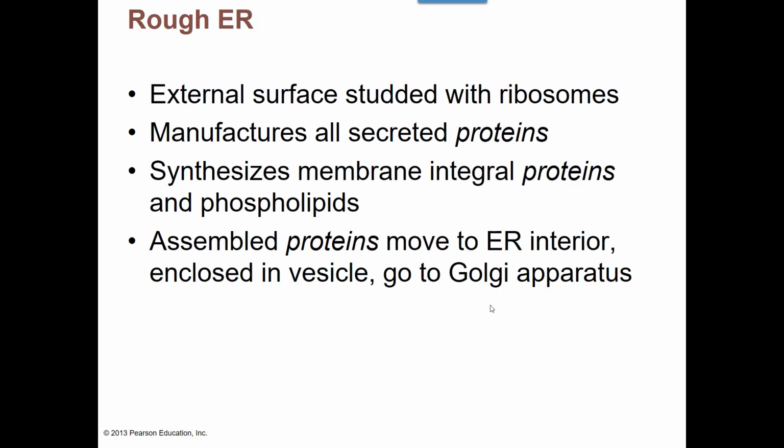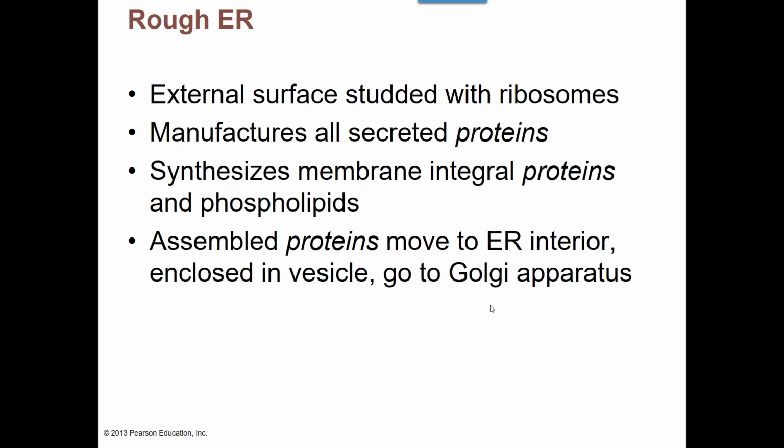The rough ER, because it has all those ribosomes over it, and the main job of a ribosome is to make proteins, has a lot to do with the proteins that are made by those ribosomes. So the rough ER manufactures all the secreted proteins, although it is the ribosomes that are doing it on that structure. It helps make some of the integral proteins and some of the phospholipids that are going to become part of the cell membrane. And a lot of these proteins are going to go to the inside of the endoplasmic reticulum. They're going to go into a vesicle, and they're going to get shipped to our Golgi apparatus, which we're going to talk about shortly. So a lot of them get assembled there, made there, and then shipped off to wherever they need to go.